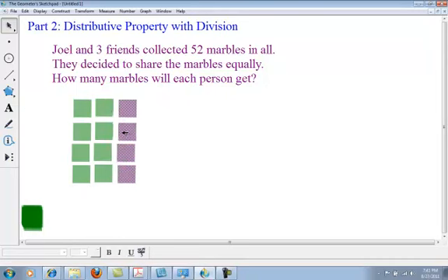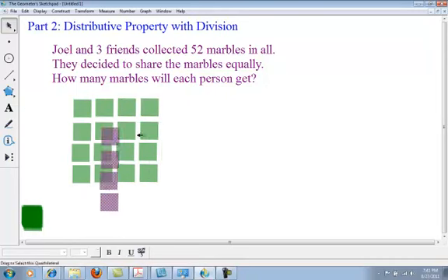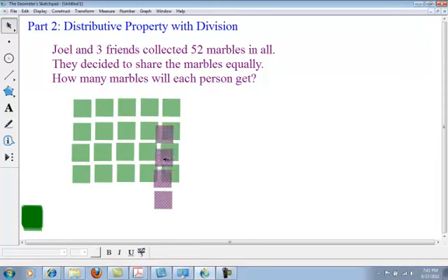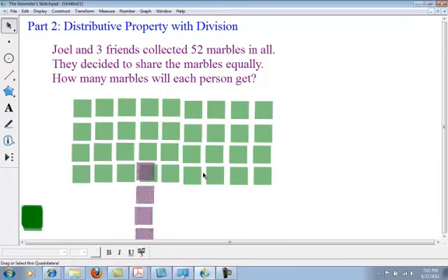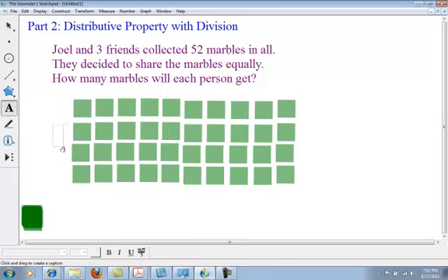Well, I know that if I make 10 rows, that's going to give me 40 tiles, right? Because I'll have 4 groups of 10. So right now I've got 1, 2, 3, 4, 5, 6, 7, 8, 9, 10 columns. So right now I have 4 rows of 10. So that gives me 40 altogether.